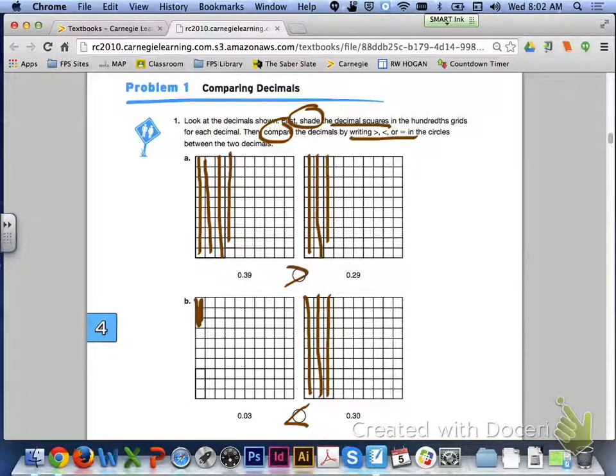If you take a look at letter A, we have 39 hundredths that is represented on the left model and 29 hundredths that is represented on the right model. 39 hundredths is greater than 29 hundredths. For letter B, we have 3 hundredths represented on the left model and 30 hundredths represented on the right model. So 3 hundredths would be less than 30 hundredths.